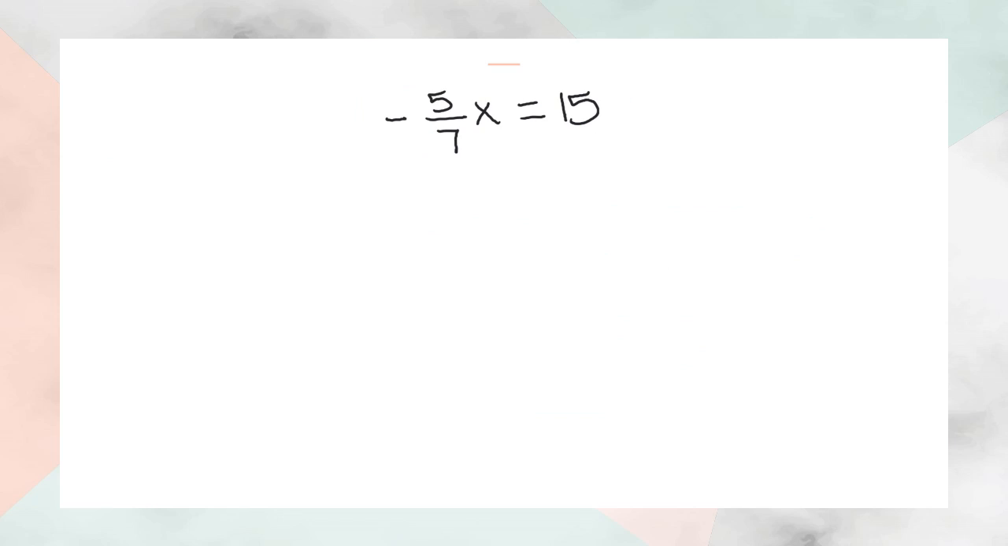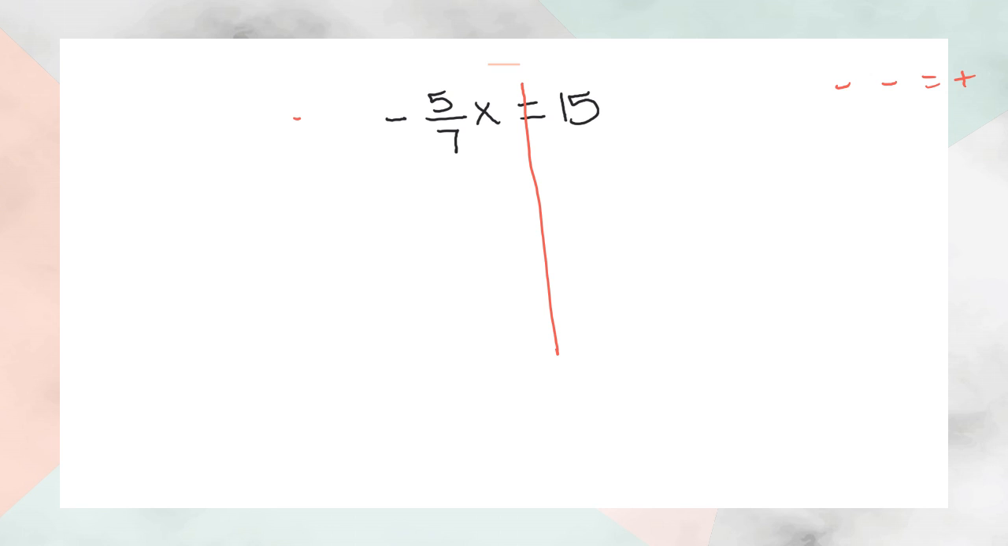Ooh, same problem, but now we have a negative. So I have negative 5/7x equals 15. So it's literally the exact same thing. But what needs to happen? If I have a negative and it needs to equal 1. So if I already have a negative, do I need to multiply by the positive or the negative reciprocal? I need to multiply by the negative reciprocal because a negative times a negative is going to equal a positive. And that's the only way that I can get a positive 1.